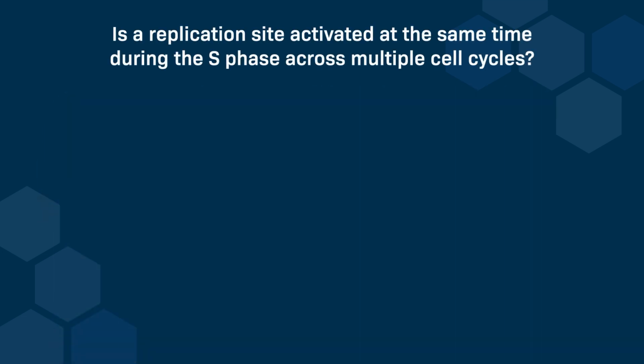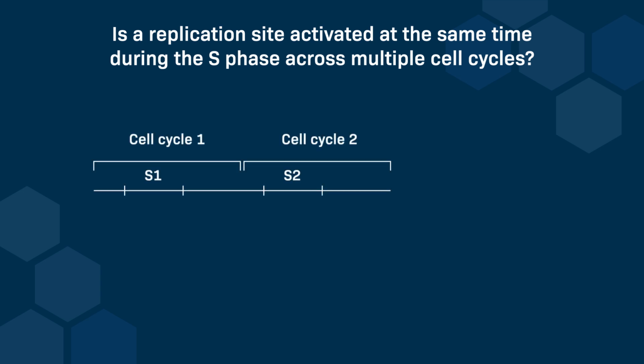The next question we can pose is whether a replication site that is activated at time t during the S phase also replicates at the same time t in the next cell cycle? To address this, an experiment is conducted using a double pulse labeling approach, not within the same S phase, but across 2 consecutive cell cycles.